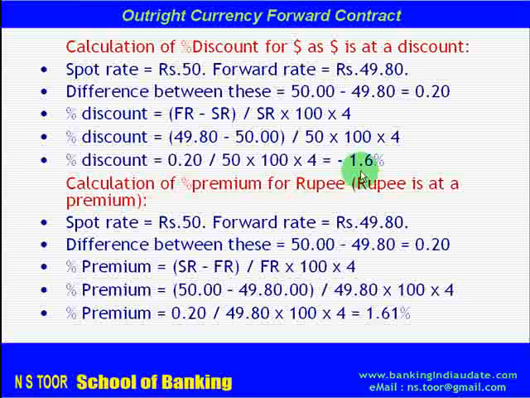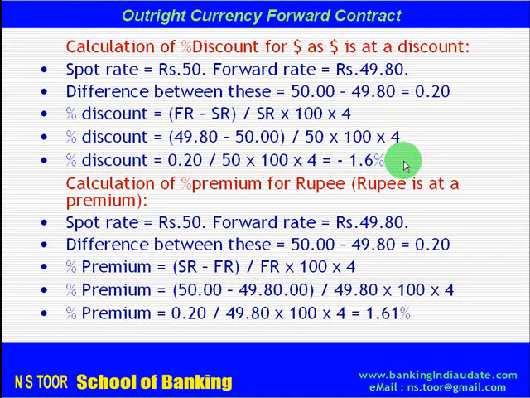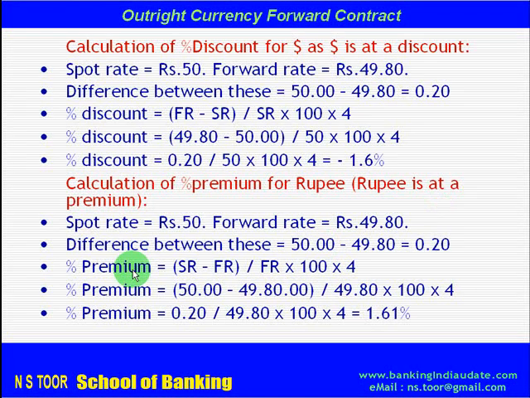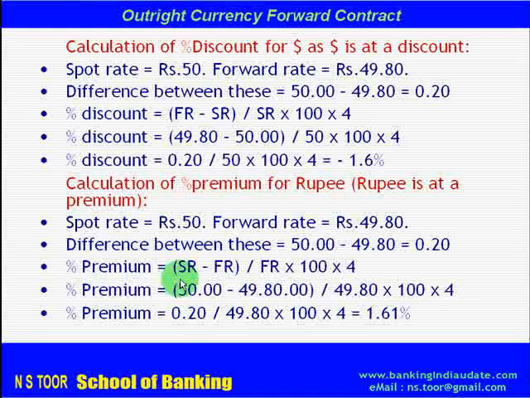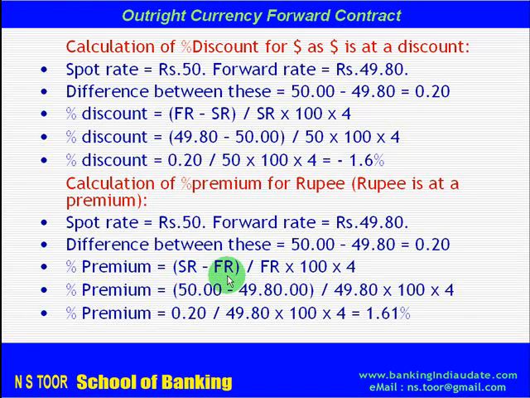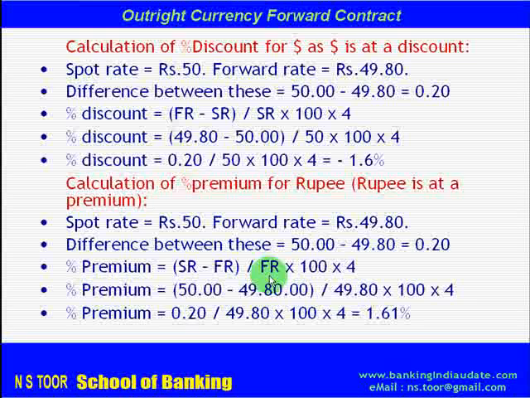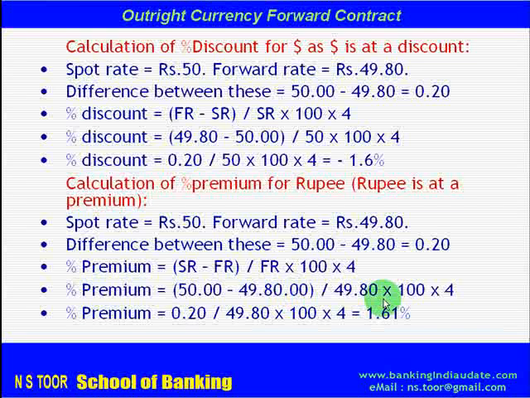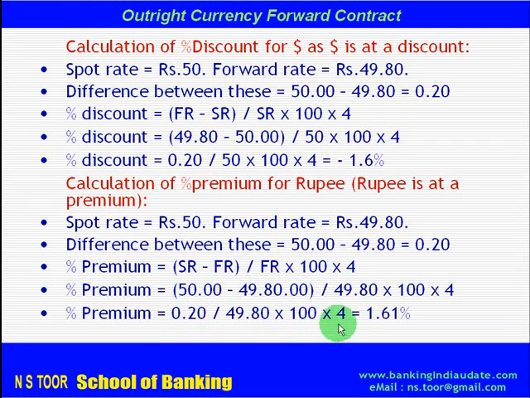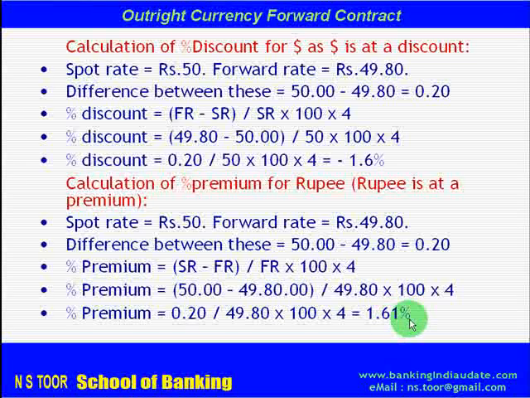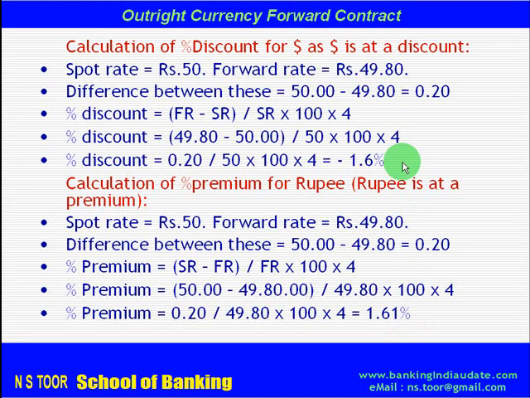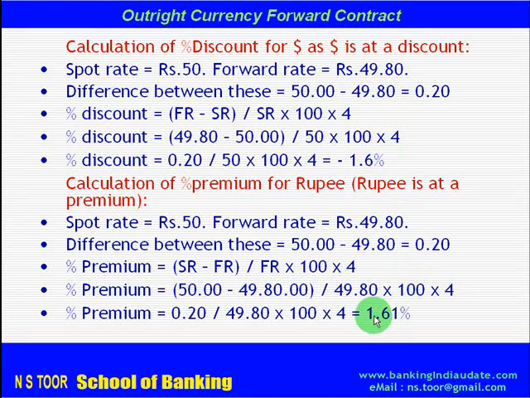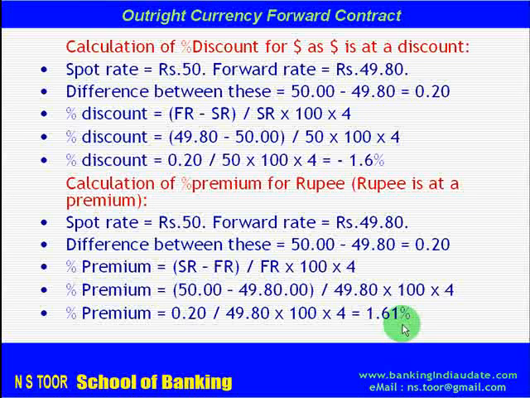In the same way, we can calculate the premium for the rupee because the rupee is at a premium. So the premium will be calculated like this: spot rate minus forward rate, divided by forward rate, into 100, multiplied by 4. By placing the values, we calculate the premium. So the premium will be 1.61%. Whereas the dollar is at a discount of 1.6%, the rupee is at a premium of 1.61%.